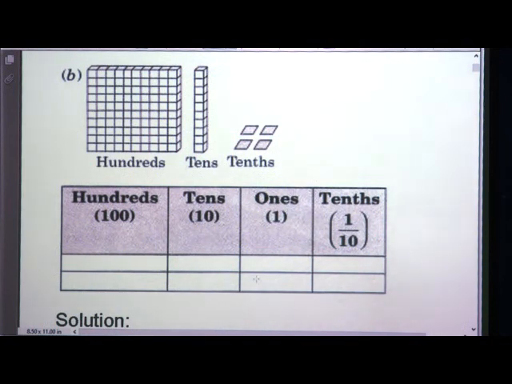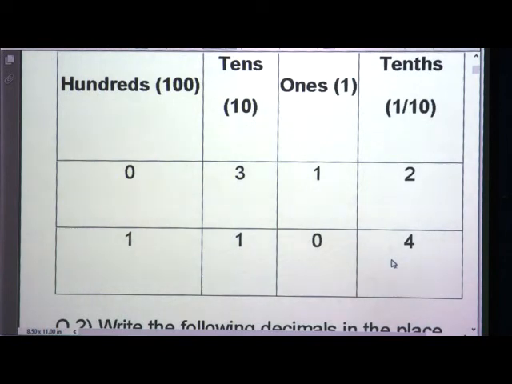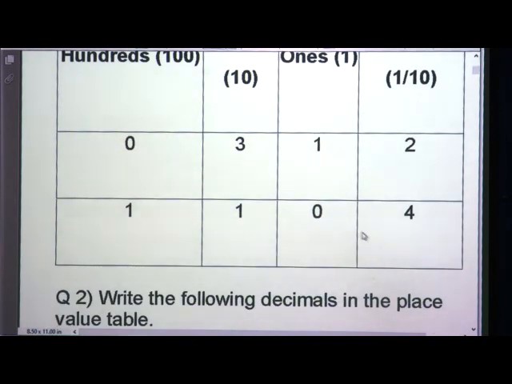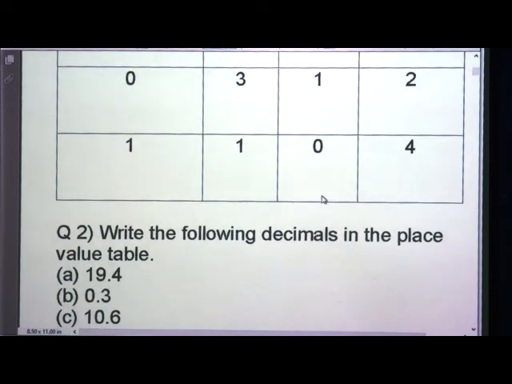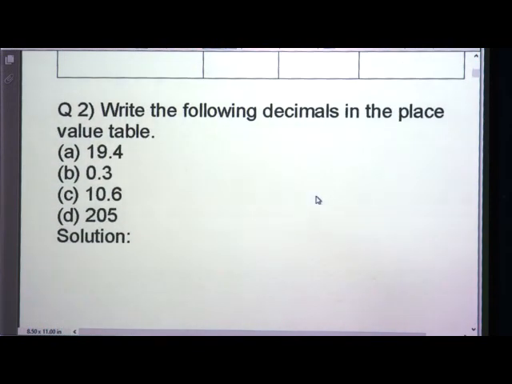So, 1, 1, 0 and 4. Okay? So, this we can write in decimal notation as 110.4. Let us see the next one.